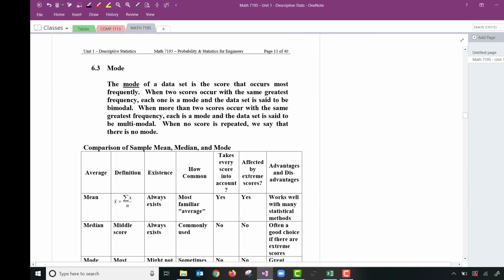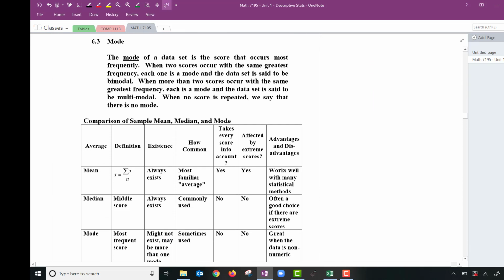The next measure of middle is the mode. This is the most frequently occurring value in a data set. I don't see this used that often when we have actual data that's measured. Sometimes it might be used when we have something that's categorical.